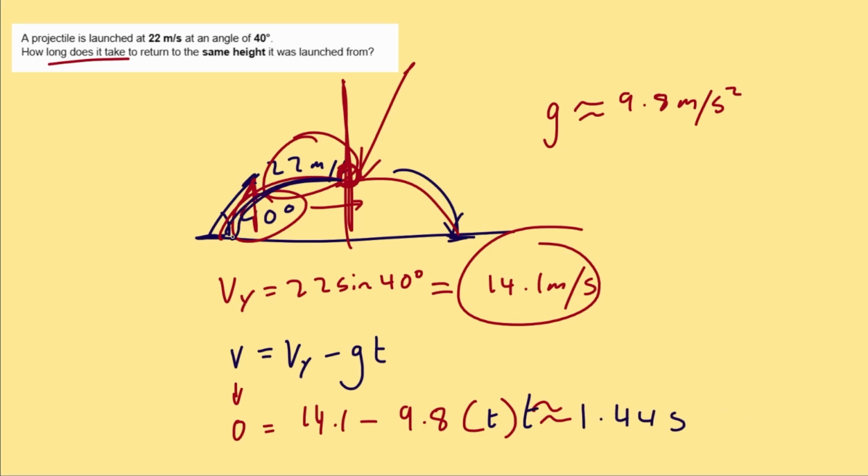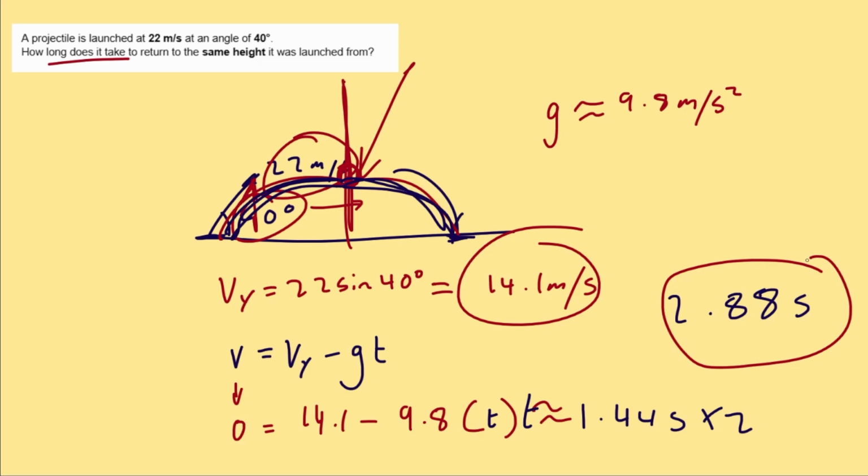That's to reach the halfway point, the top. Then we just have to double it, which is 2.88 seconds. That's the answer to the problem. So that's how fluent students approach projectile motion. If you see someone doing it without guessing or freezing, this is the kind of thing going on in their head.